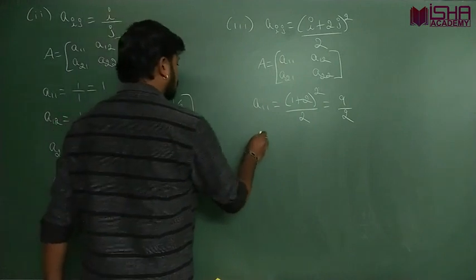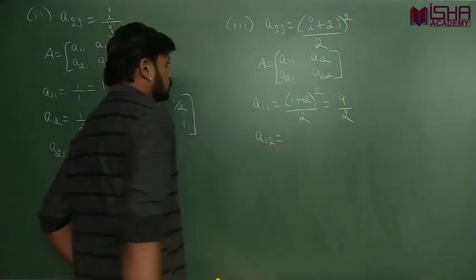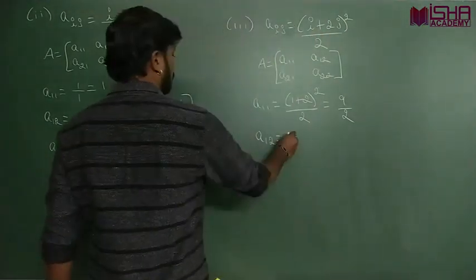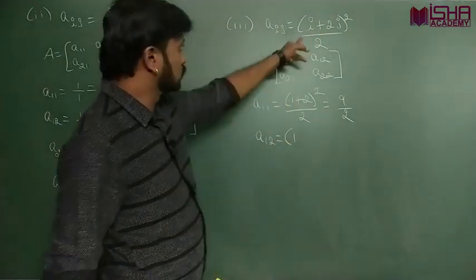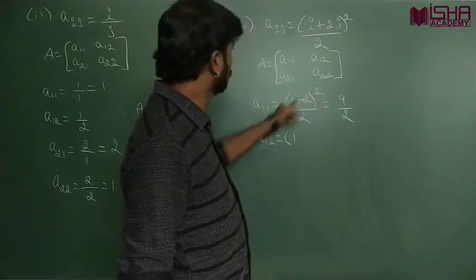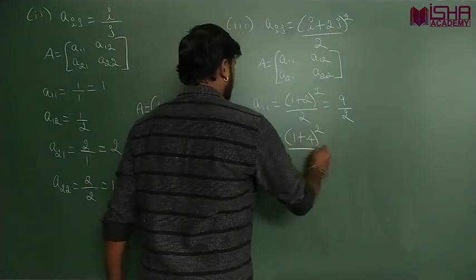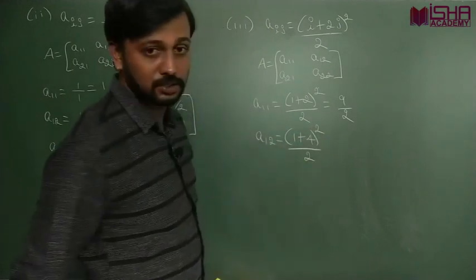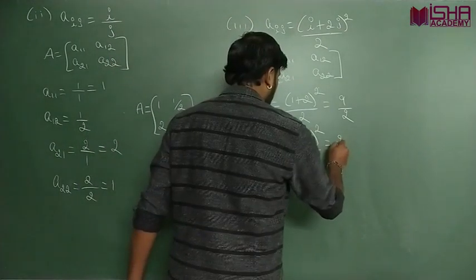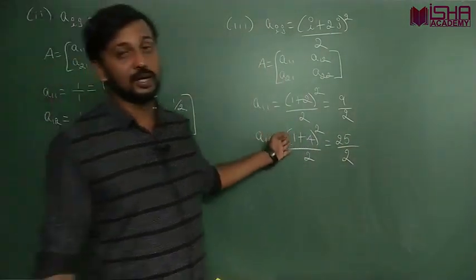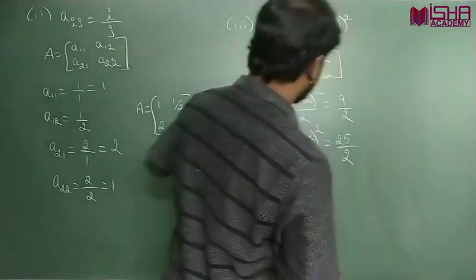Next, A12. So put i equals 1 and j equals 2. What happens? Yes, 1 plus 2 into 2, that is 4, whole square by 2. 1 plus 4 is 5, square, that is 25 by 2. Next element.